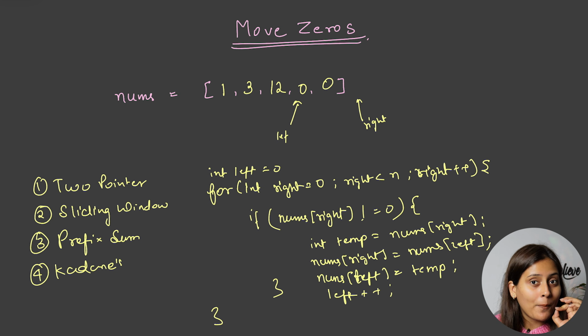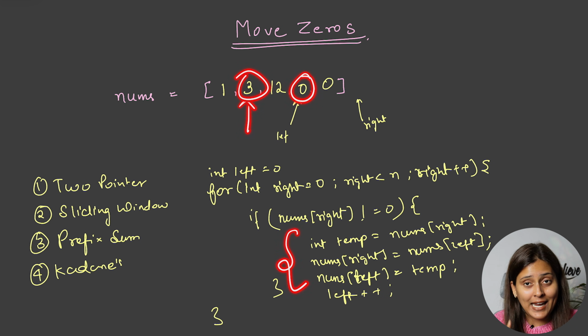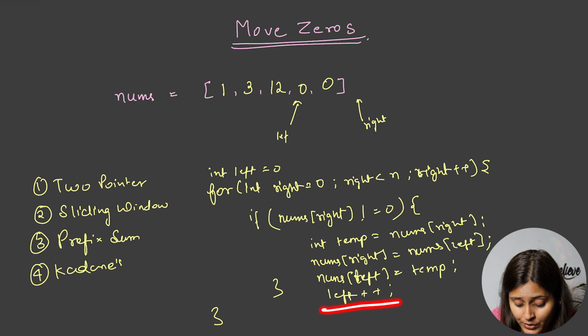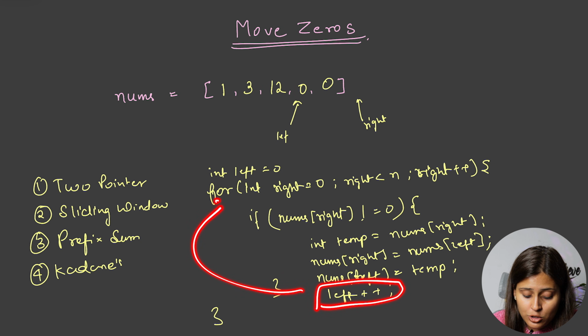So let's see what the time complexity is in this case. What was the time complexity? Our right pointer started from index 0 to n minus 1. Even though we are using the left pointer, we only use it to swap, and that takes O of 1 time complexity. And even if we are doing left plus plus, at the same time our right is also moving forward.